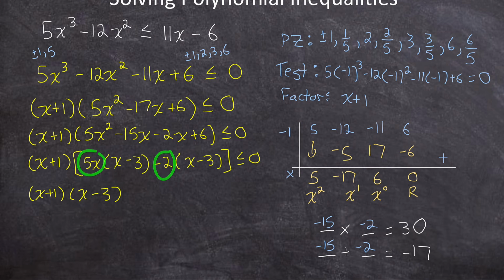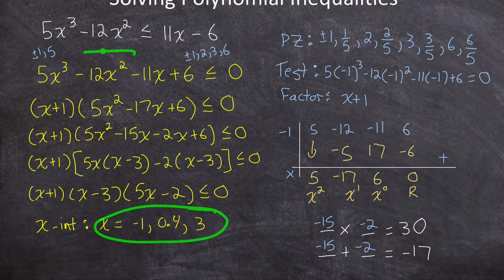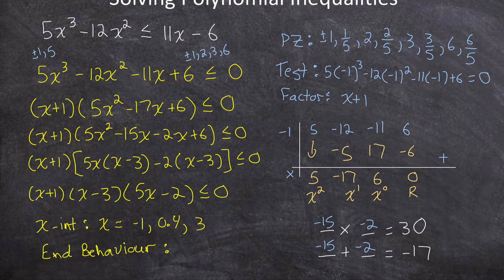Now that it's fully factored, I can easily see when this polynomial is equal to 0. It would be 0 if x was either negative 1, 3, or 2 over 5, which means the x-intercepts of this polynomial are at negative 1, 2 over 5 (which is 0.4), and 3. So now that we have the x-intercepts, we should be able to sketch a graph using its proper end behavior to figure out when it's less than or equal to 0. But what is the end behavior of an odd degree polynomial function that has a positive leading coefficient? Remember, that would go from quadrant 3 to quadrant 1.